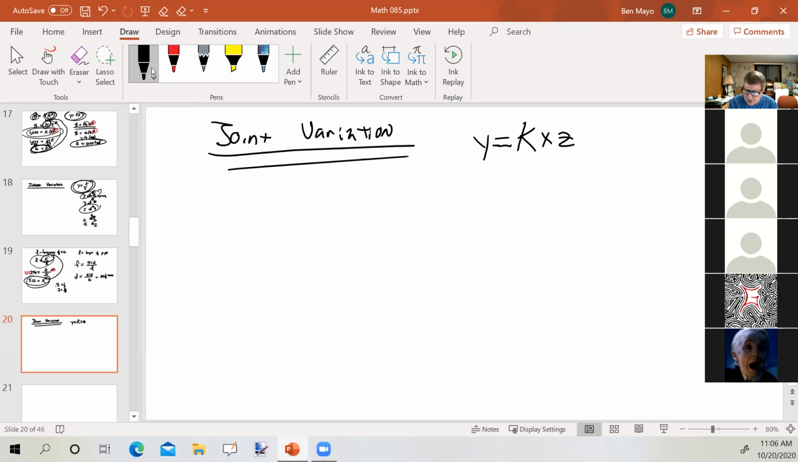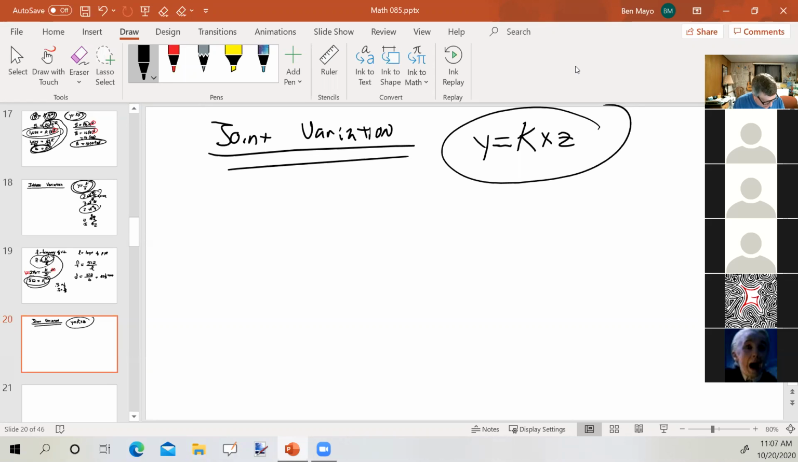Well, joint variation, notice that on the right side, there's more than one variable. K is still the variation constant, but now we've got Y equals K X Z. So we have direct variation, one goes up, the other goes up, one goes down, the other goes down. Inverse variation, one goes down, the other one goes up, etc. Joint variation, we've got more than one variable on the right side of the equation. Okay, so here we go.